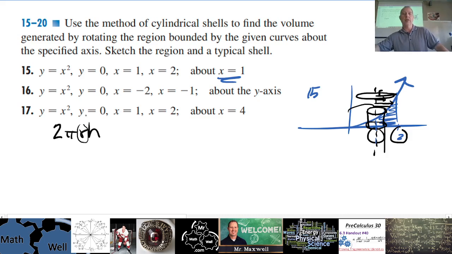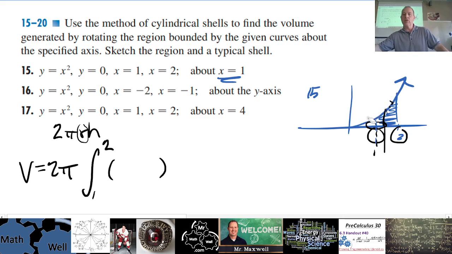We'll focus on R here. The volume is going to be 2 pi times the integral from 1 to 2, and the radius here now is going to be your x values, but the radius starts at 0 here at 1. So it's going to be x minus the axis of rotation, if it's to the left of your region. So it's going to be x minus 1.